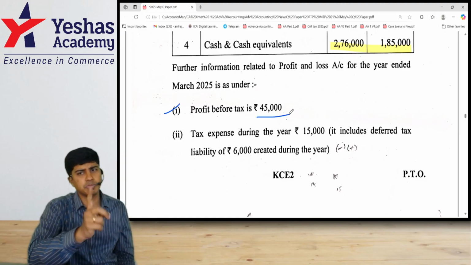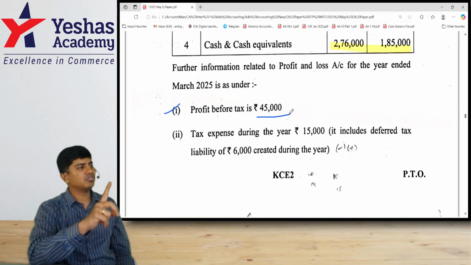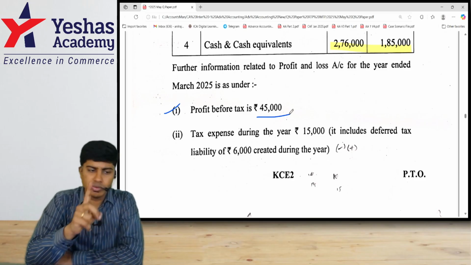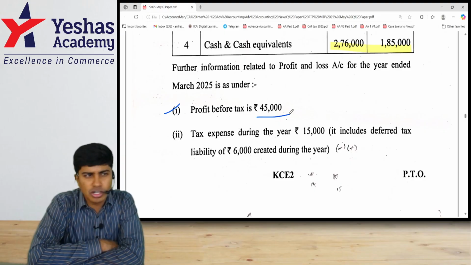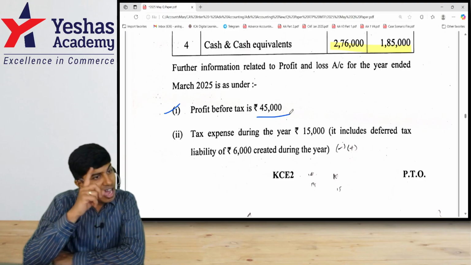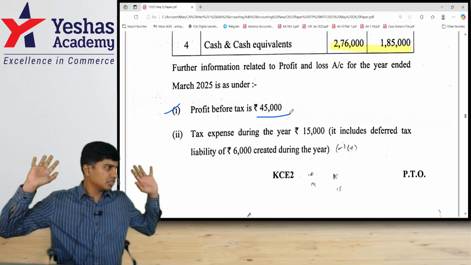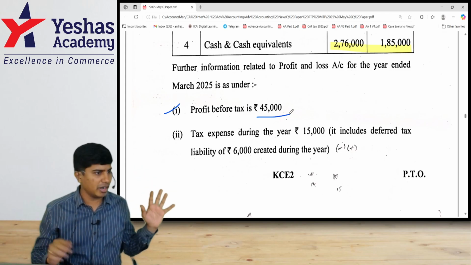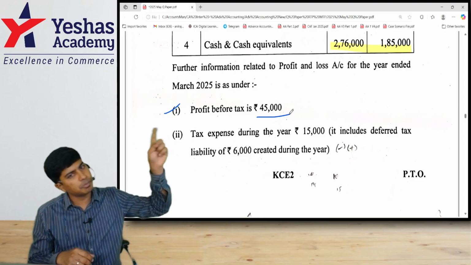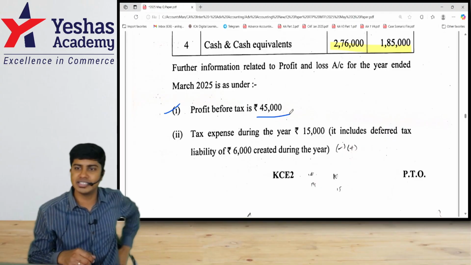Very silly mistake that's possible for a student in the examination is starting your cash flow statement, operating activities, with net profit before tax. You tell me, should you start with net profit before tax or net profit after tax? After tax. Even if the question gives net profit before tax, as per the requirements of AS3, when you prepare the format of this cash flow statement, you should start with net profit after tax. Add back the provision which is deducted and deduct the tax that is paid.